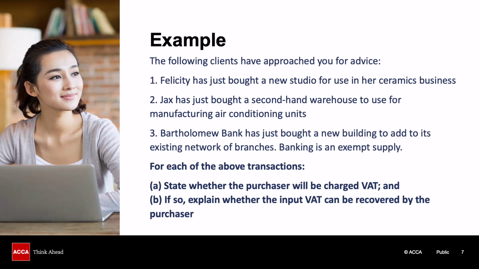Let's put some of this into an example now. The following clients have approached you for advice. We've got Felicity, just bought a new studio for use in her ceramics business. Jax, just bought a second-hand warehouse to use for manufacturing air conditioning units. Bartholomew Bank has just bought a new building to add to its existing network of branches. Banking is an exempt supply, we're told.